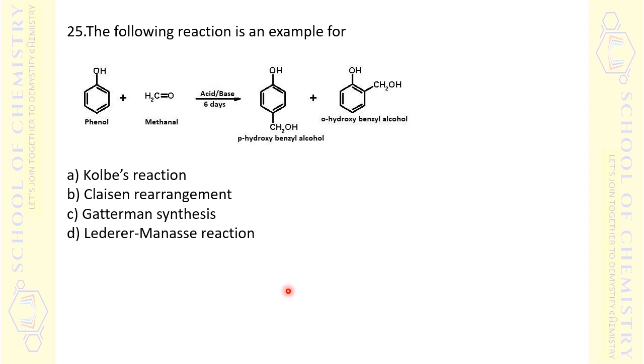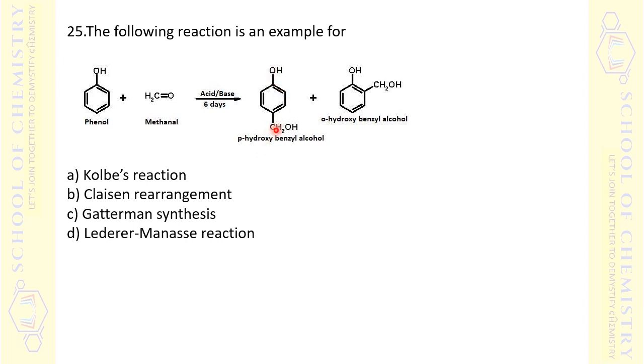Next question is based on reaction. The following reaction is an example of, right? So all these are based on named reactions. If you know the facts, you can answer the questions. Otherwise, it goes difficult. So in this reaction, phenol is undergoing condensation with formaldehyde. This is formaldehyde. Scientific IUPAC name, it is methanal. Phenol is reacting with the formaldehyde in presence of acid or base to produce benzyl alcohols.